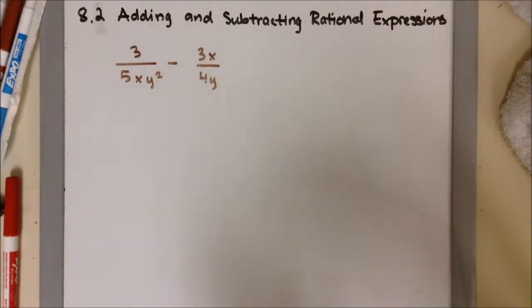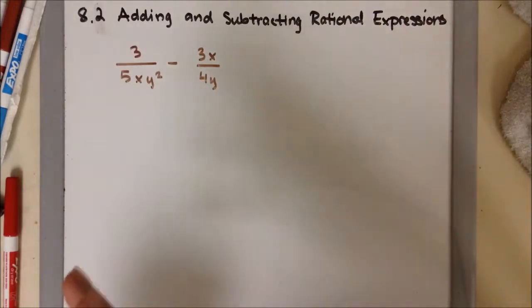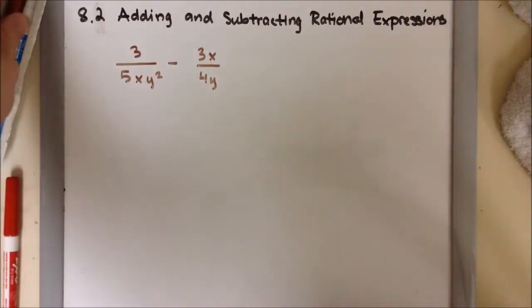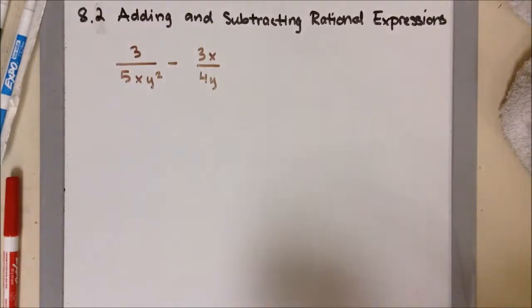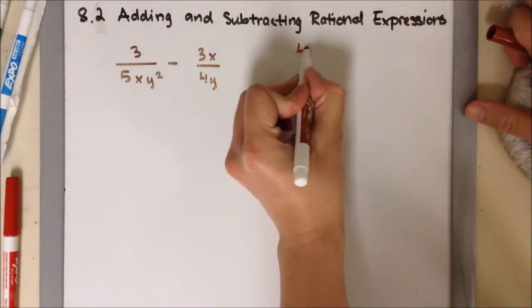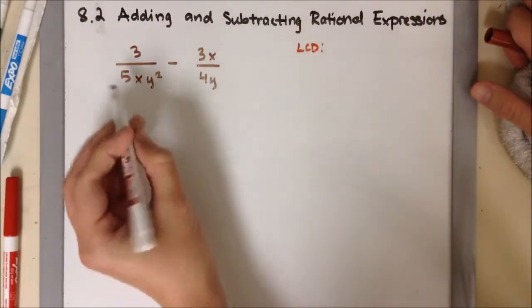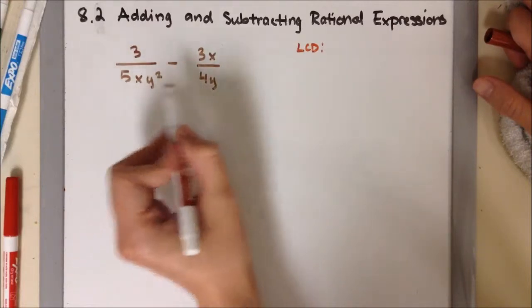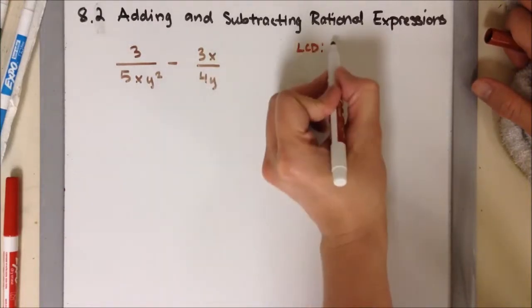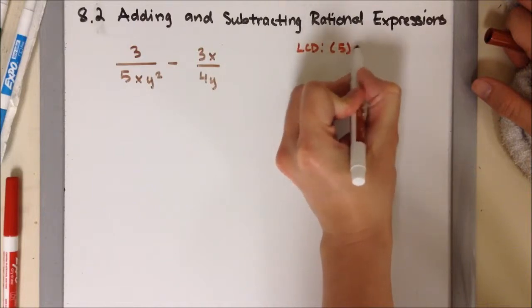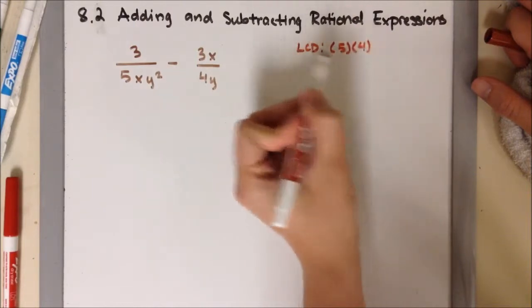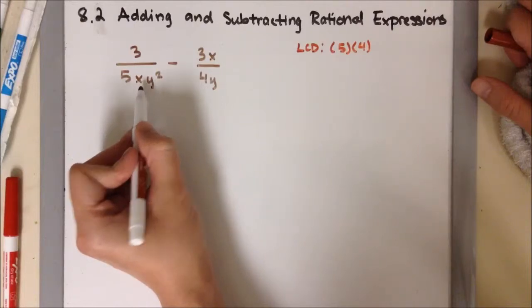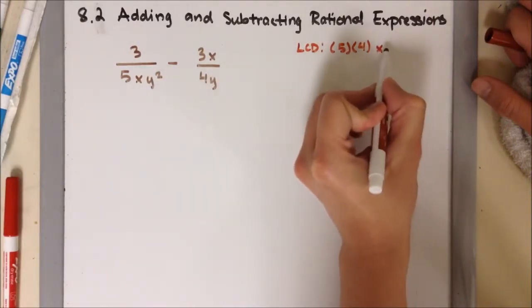So in this example, we're going to focus on subtracting with rational expressions, but we actually have both denominators with monomial terms. So let's formulate our LCD by comparing the denominators of these two fractions. Now, the first fraction has a 5, while the second fraction has a 4. So we do need a 5 and a 4 because there's nothing in common with them. The first fraction has an x, so we need to include the x in our LCD.